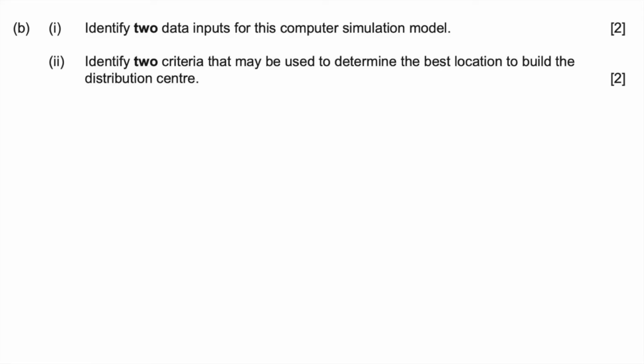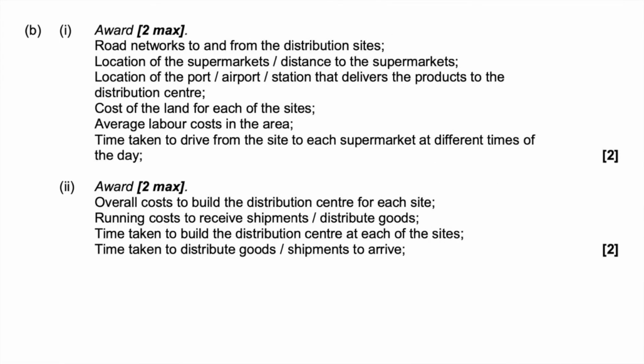The others would probably be maybe distance from distribution center, average distance from distribution center to other supermarkets. But let's go ahead and see what the mark scheme says, because I'm kind of curious. So yeah, right here we had location to the supermarket, or distance from supermarkets.